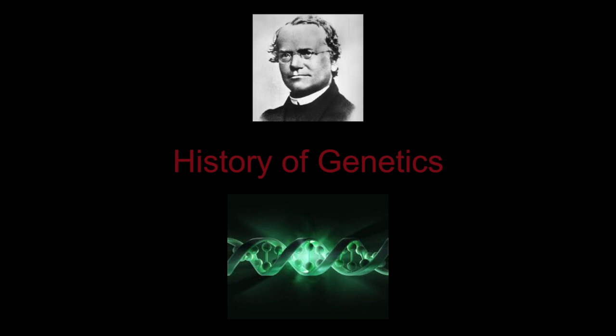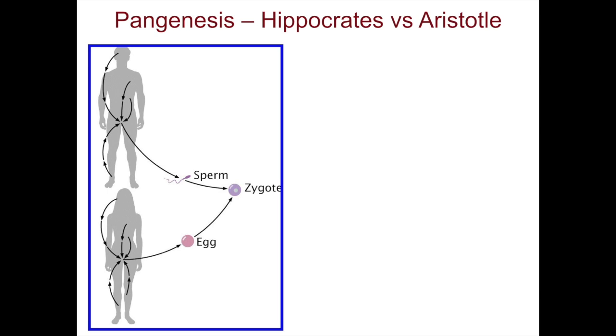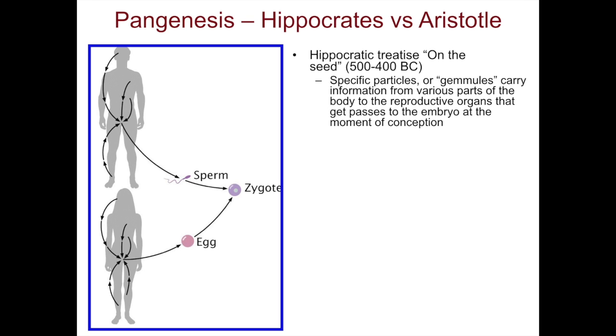And we want to know, how did we get from basically a very poor understanding of heredity to our current state where we can actually actively manipulate genes through biotechnology. So we're going to first return to the Greeks. The Greeks had the concept of Pangenesis, and this was a cause of debate between Hippocrates and Aristotle.